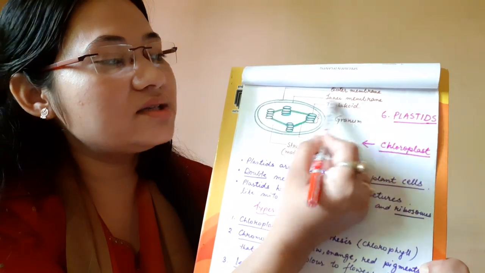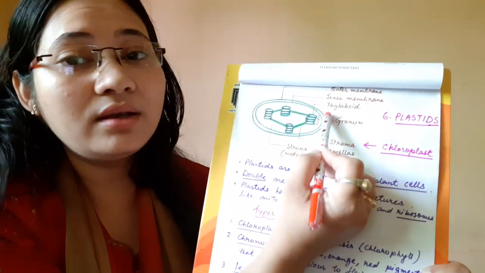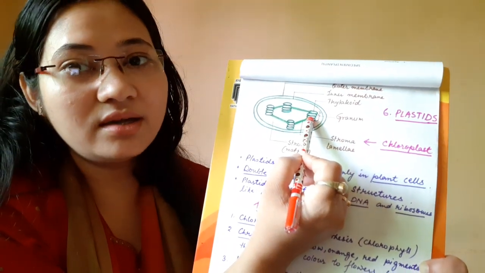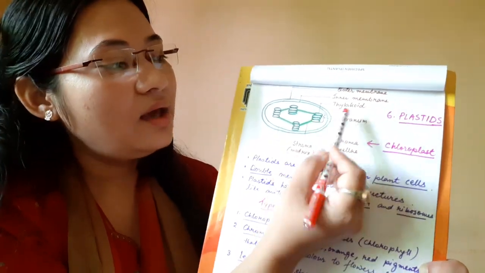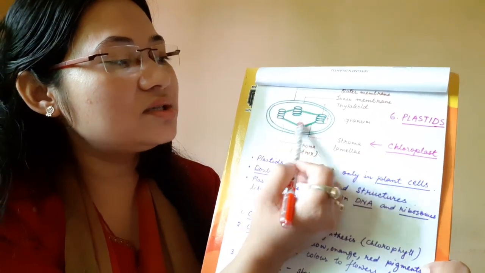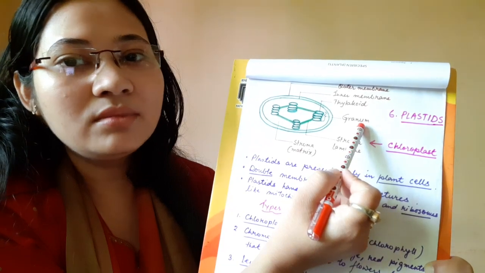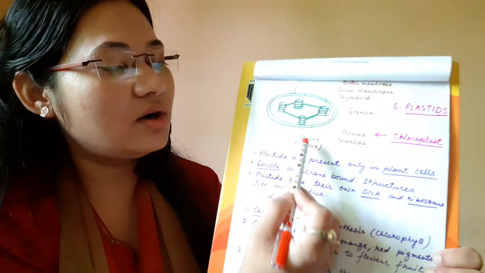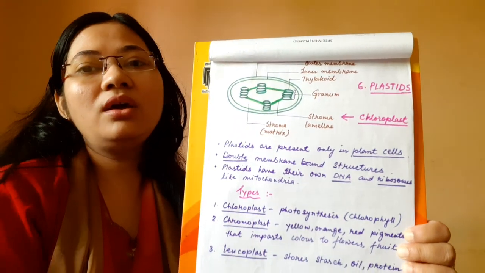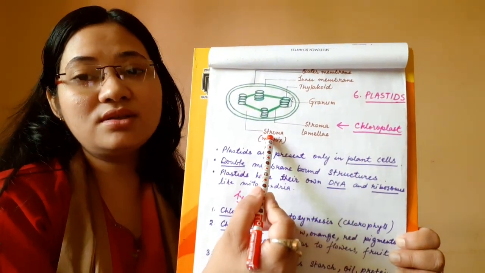So thylakoids are stacked over one another and they form granum. These granum are the site for photosynthesis, that is the light reaction. Okay, and some lamellae or stroma lamellae are present which join the individual granum, and the matrix is called stroma. The matrix of the chloroplastid, that is called stroma, where the dark reaction of photosynthesis takes place.